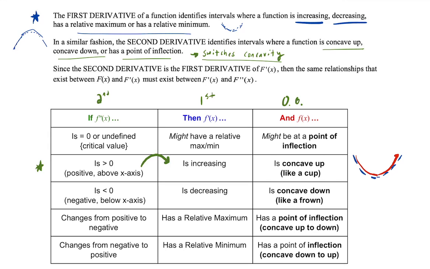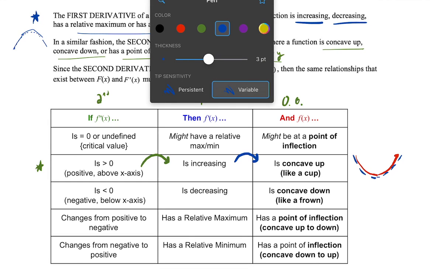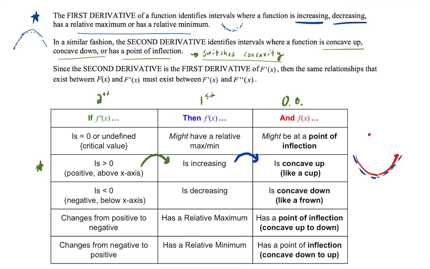So notice the chain of logic here. The chain of logic, again, one more time. If the second derivative is greater than 0, the first derivative is increasing, and if the first derivative is increasing, the original function is concave up, like a smiley face or a cup.